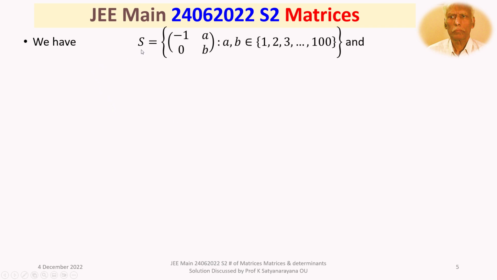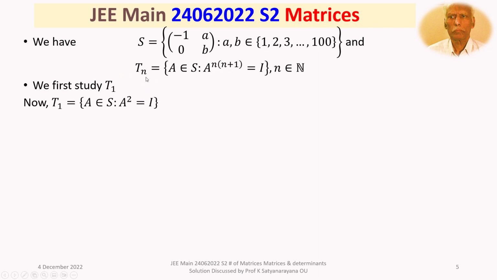We have S, the set of all 2 by 2 matrices whose first row is minus 1, A and second row 0, B, where A, B belong to the set of natural numbers 1, 2, 3 up to 100, and Tn is the set of all A belonging to S such that A to the power n into n plus 1 is equal to the 2 by 2 identity matrix, where n is a natural number.